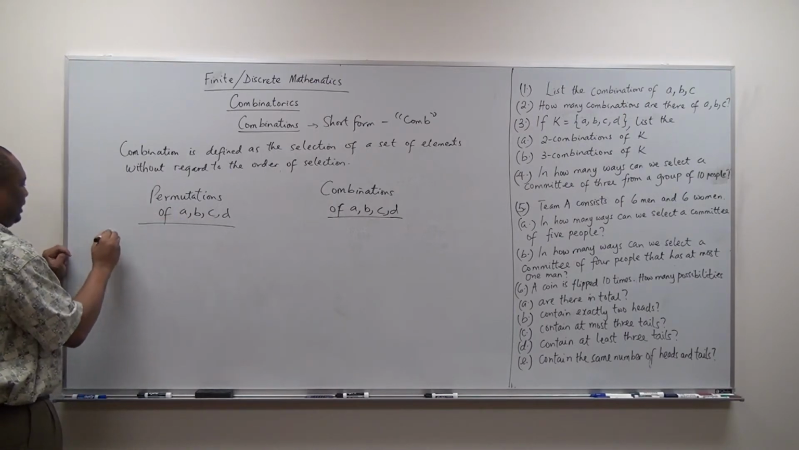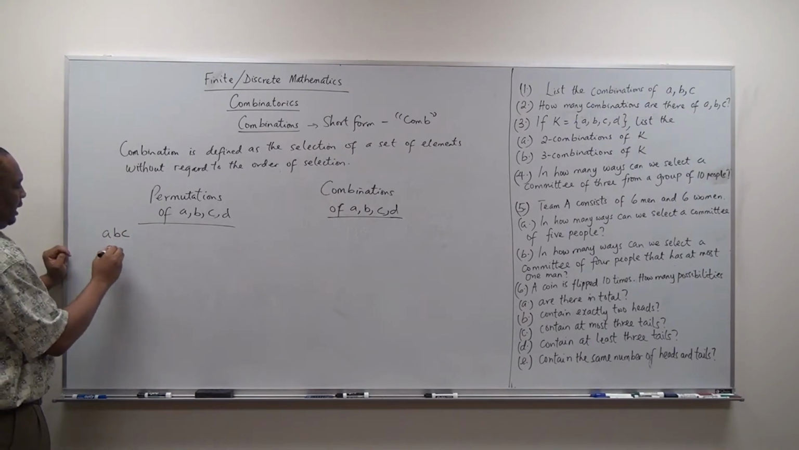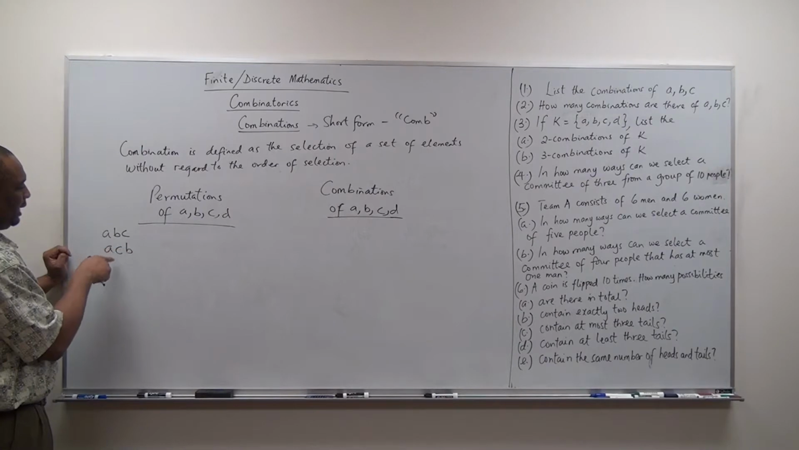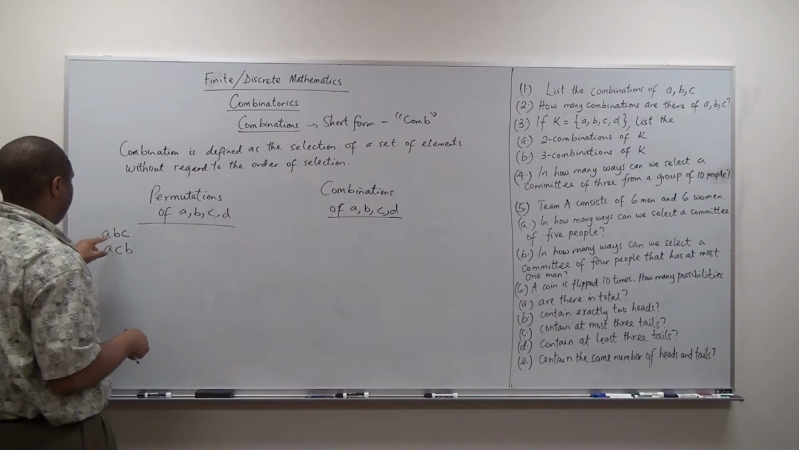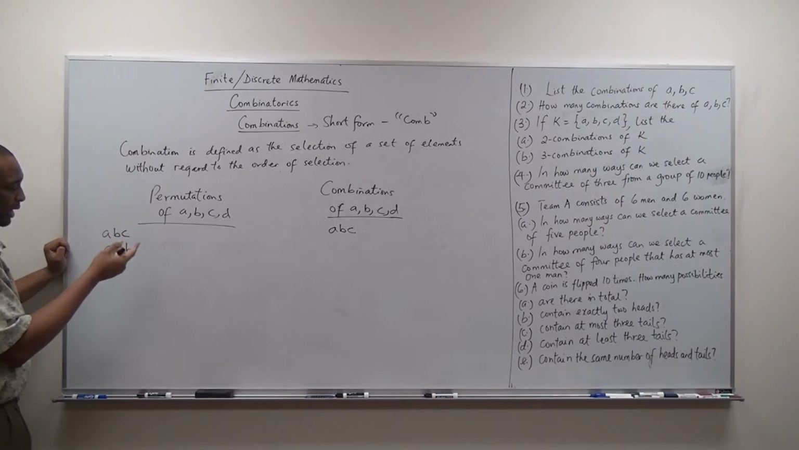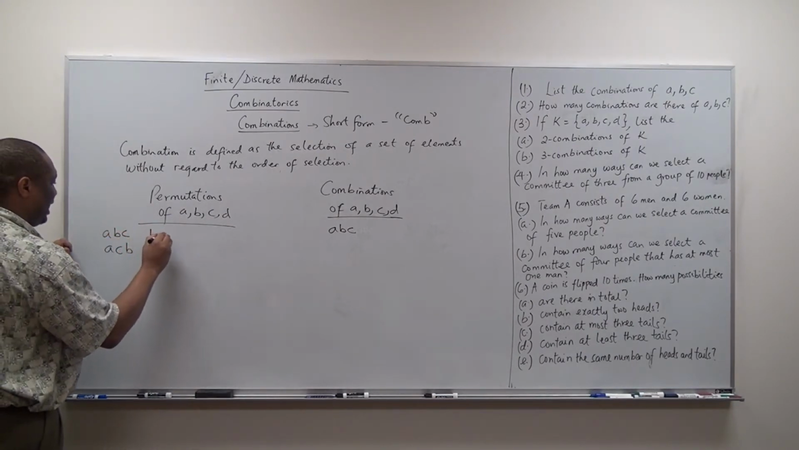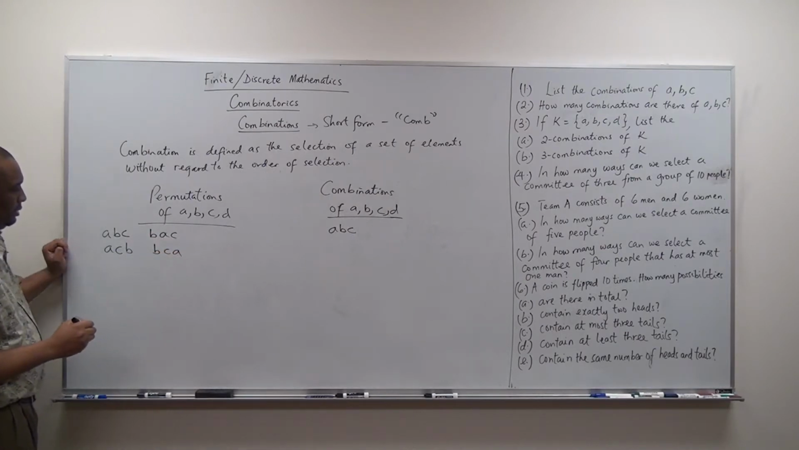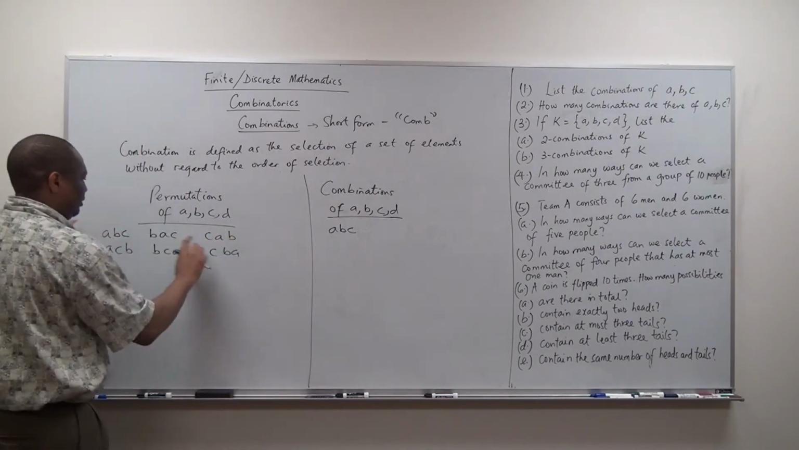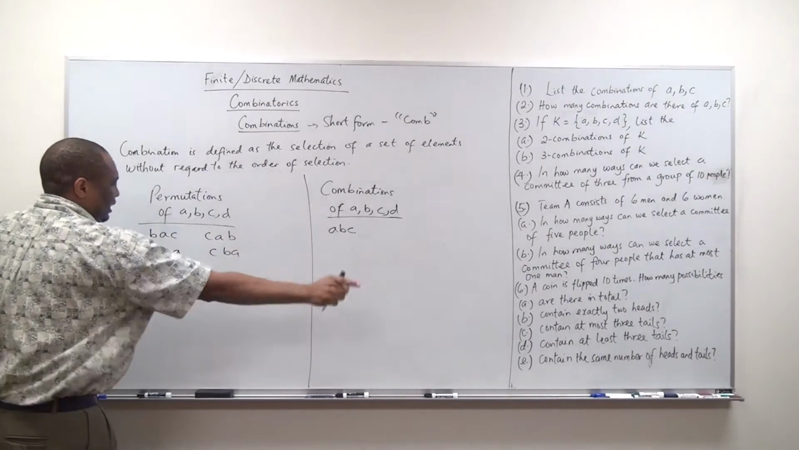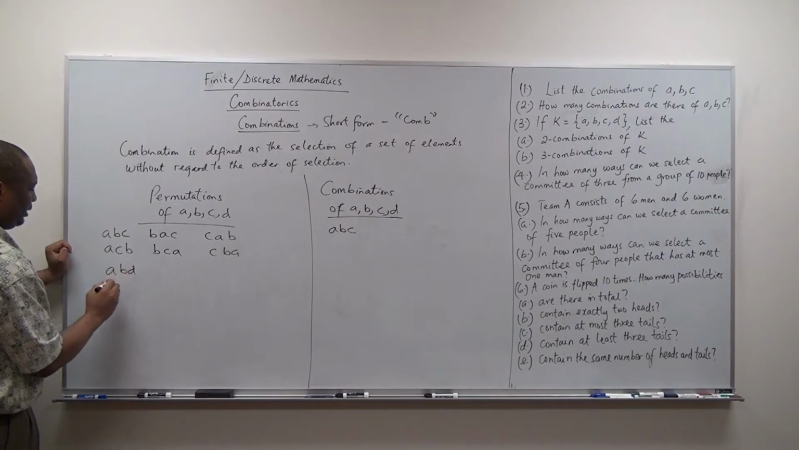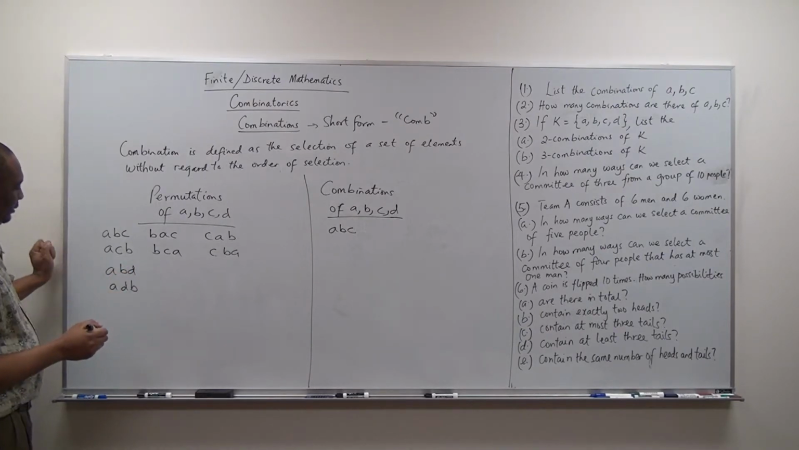A, B, C, or it could be A, C, B. Now this gives us just ABC. And if we do this also, B, A, C, B, C, A, and then C, A, B, C, B, A. So this 6 is just ABC, period. It's just ABC. Then we do A, B, D, A, D, B.